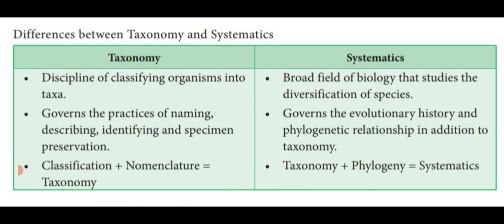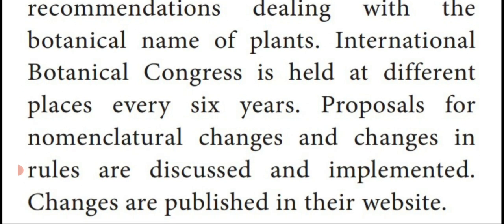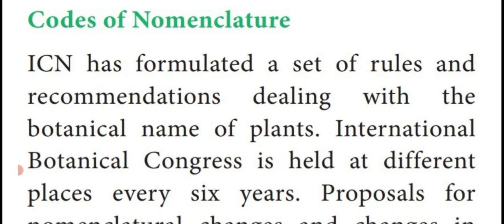Dear students, this table column is very, very important. So kindly note important marks in your textbook. Dear students, next we are going to see codes of nomenclature. That means ICN, which frames the rules and regulations to name the particular plants. The International Botanical Congress is held every 6 years. That is an important 1-mark question. Based upon the changes in the rules and regulations made in the International Botanical Congress, the classification of species is also changed, and these changes are published on the website. That is said to be codes of nomenclature.